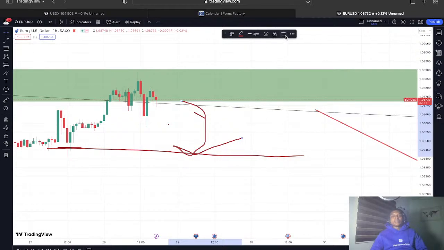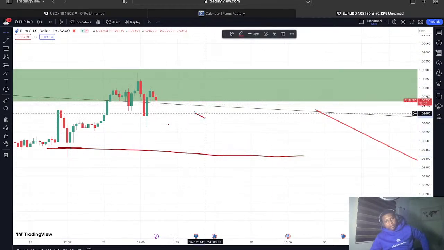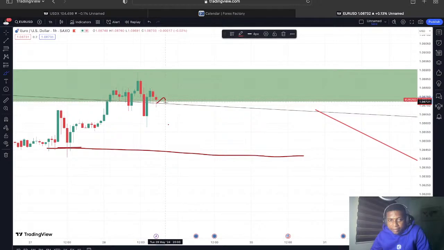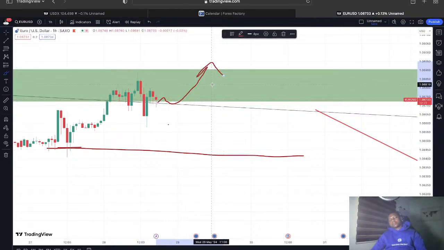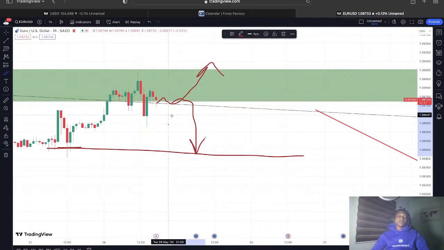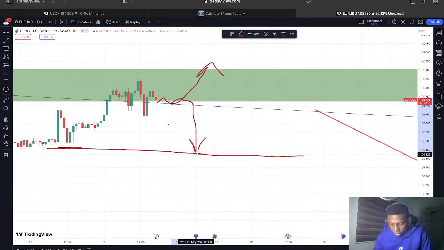There are two possibilities that can happen here. One is price might consolidate a bit and push up further, and the two is price might consolidate a bit and push downwards. Price might consolidate a bit, and finally a breakout happens, and then there is a pushback downward up to this level. Okay, good.